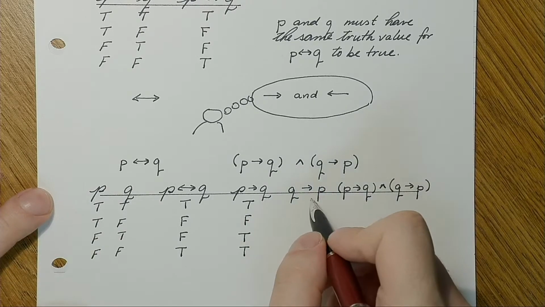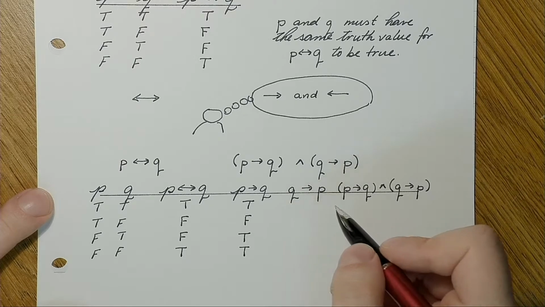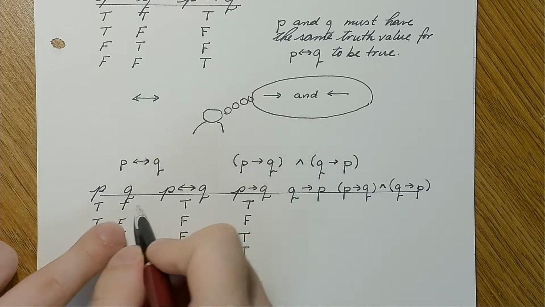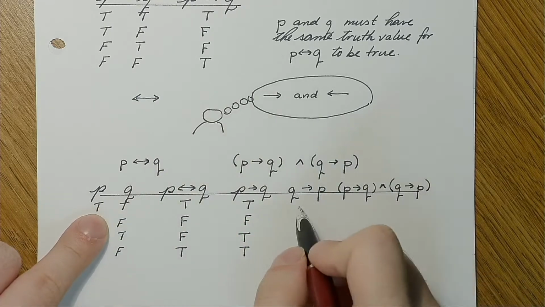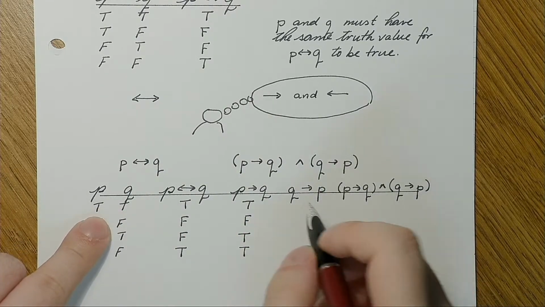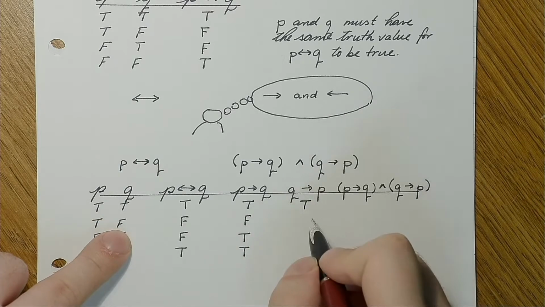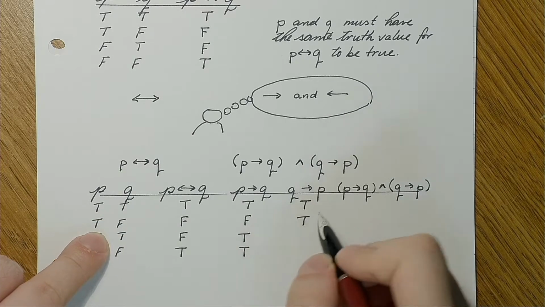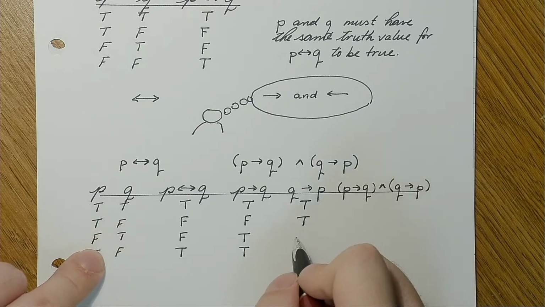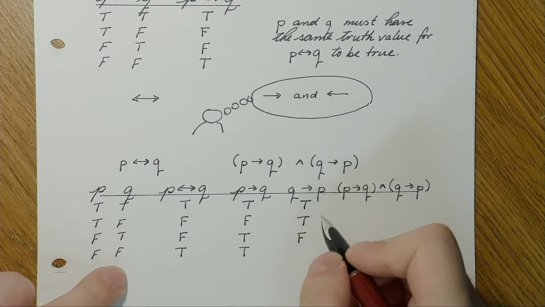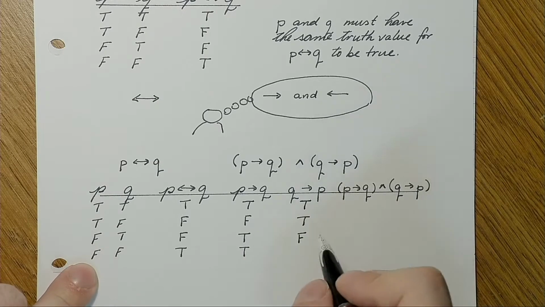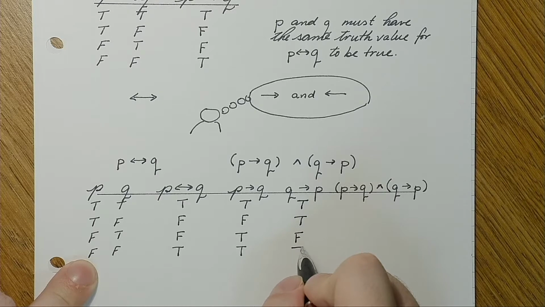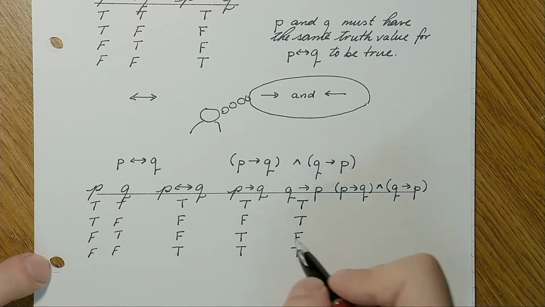In this case, Q implies P. Now I'm going from this column to this column. So I stepped in poison ivy, I got a rash, so this is true. I didn't step in poison ivy, but I got a rash, this is true. I stepped in poison ivy, but I didn't get one, this is false. And I didn't step in poison ivy, and I didn't get a rash, and this is true.